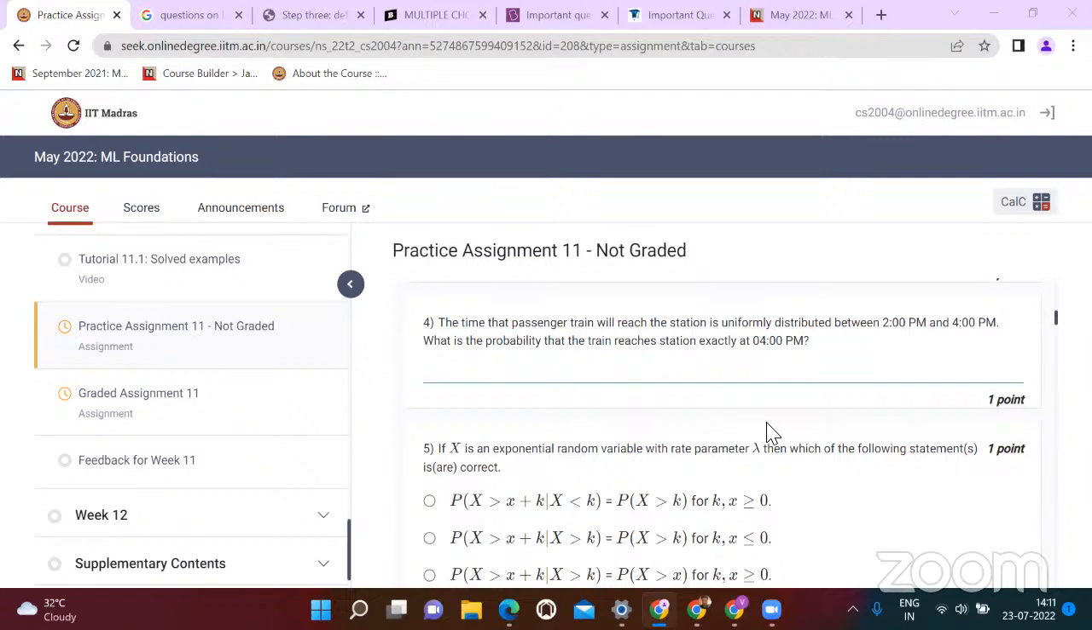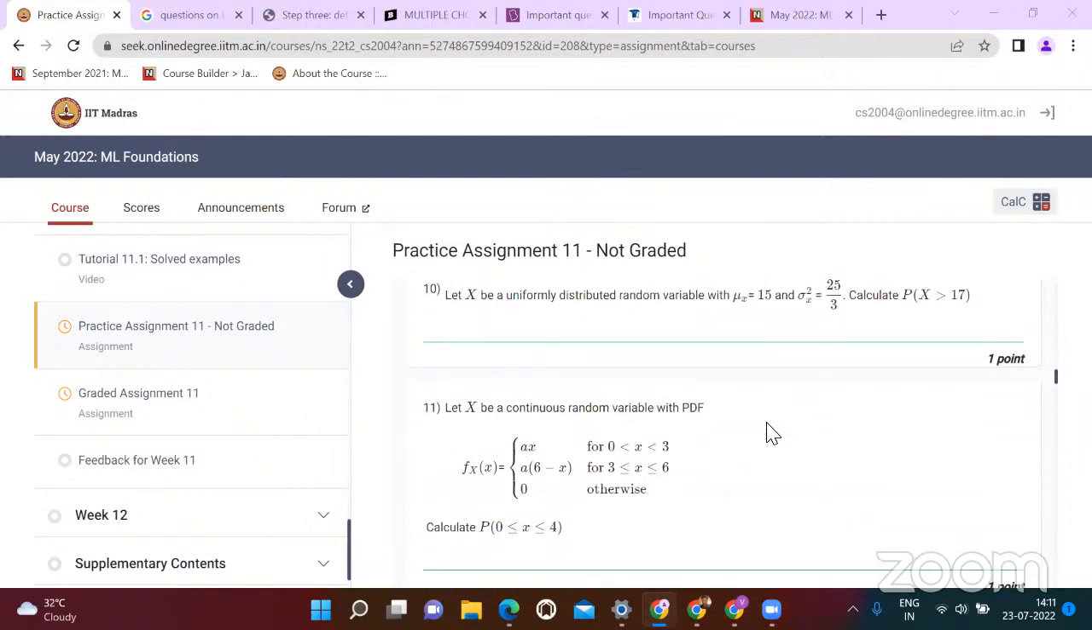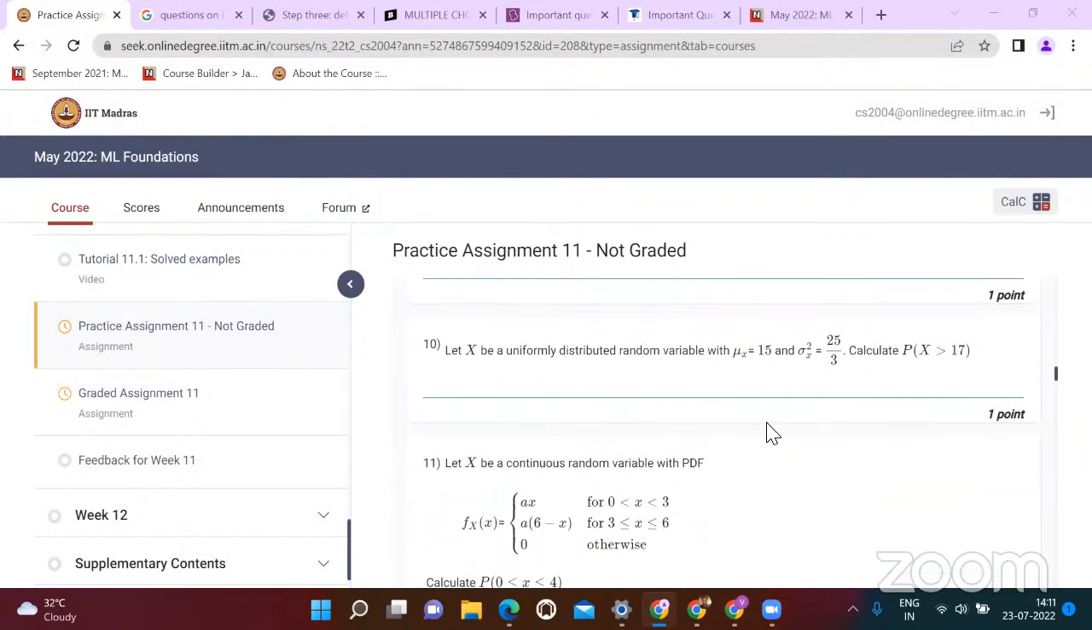Yeah, and the next one, question number 10. Is the question complete there? Yeah, this is a complete question. This is a uniform distribution. For a uniform distribution, the mean is (a+b)/2, so (a+b)/2 equals 15. For the variance, the formula is (b-a)^2/12. You can equate these, and you have two equations and two variables, so you can get the values of a and b. After getting them, you can see the boundary, and on the basis of the boundary you can calculate the probability.